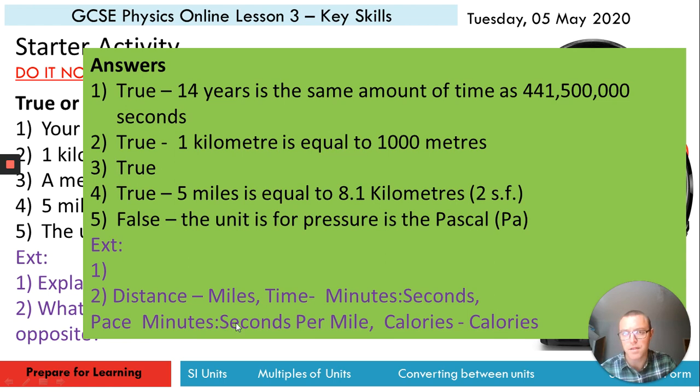The pace was in minutes and seconds per mile. Pace is a unit for speed, whereas per mile is the inverse of speed. So instead of miles per hour, it's minutes per mile, or seconds per mile. And the unit for calories, that was a little c, it's just calories.